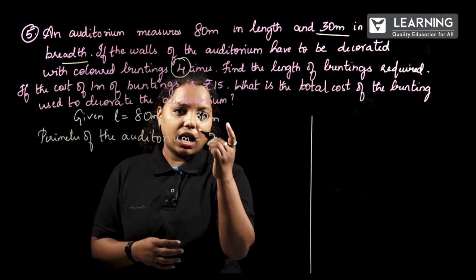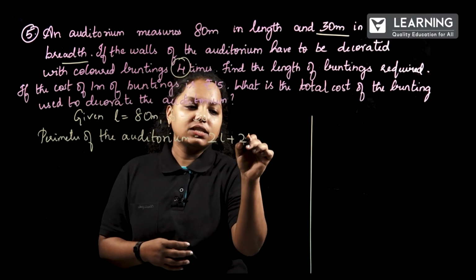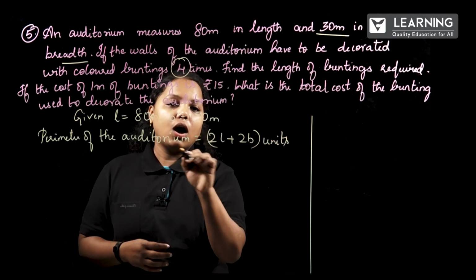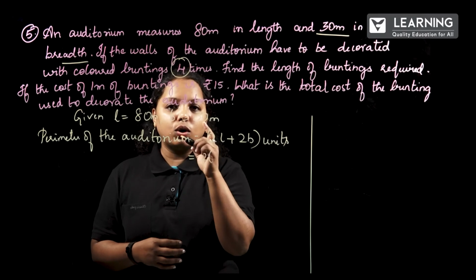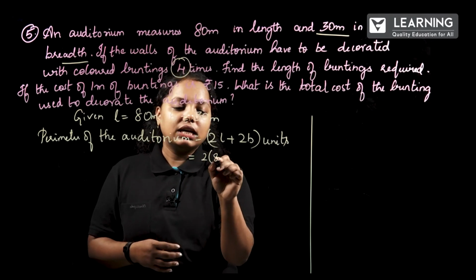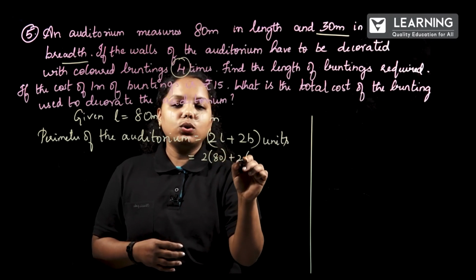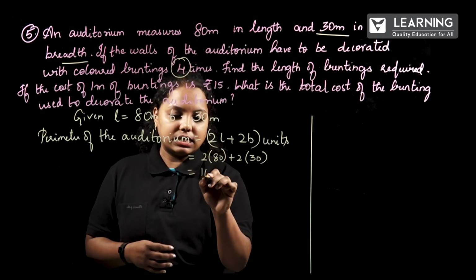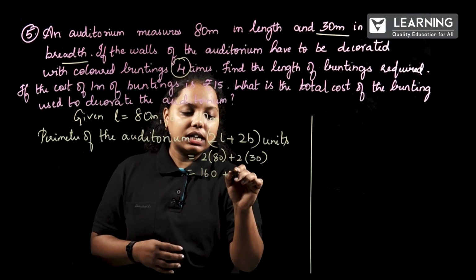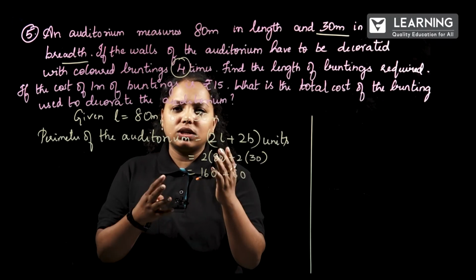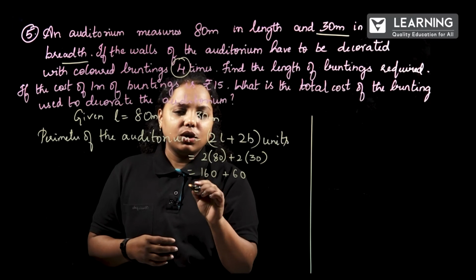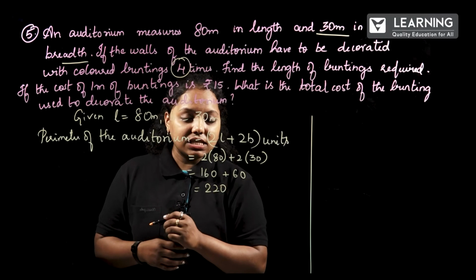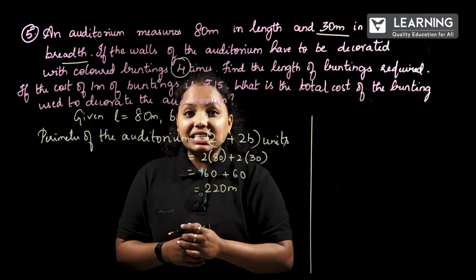The formula is as usual 2L plus 2B units. Now, 2 into L, which is 80, plus 2 into breadth, which is 30. So, 8 2s are 16, plus 3 2s are 6; keep the 0 as it is. What is 160 plus 60? It is 220. Is my answer over? No, it is meters.